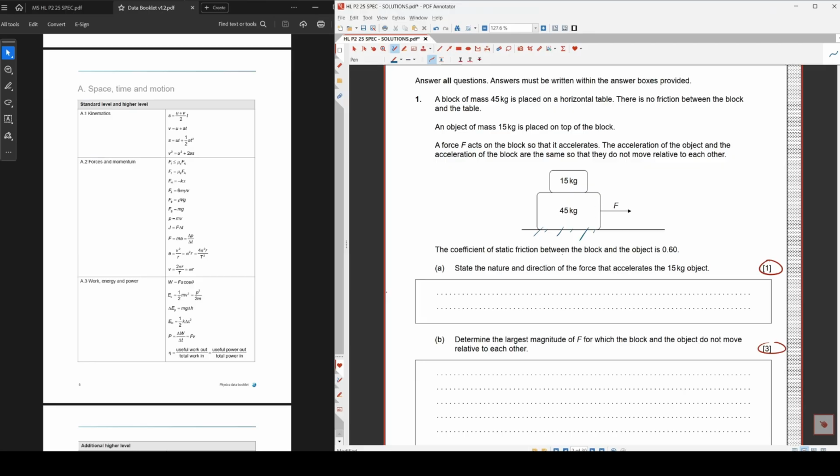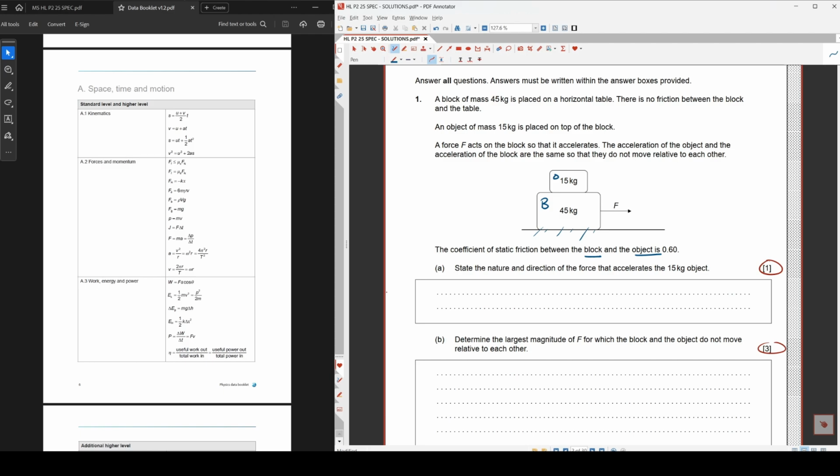And they tell me the coefficient of static friction between the block and the object. They're also saying this is an object and this is a block. Okay, sure. I'm going to label them O and B so I can keep track of what they're talking about. Make sure you're paying attention to those little details, like block versus object. What things are they doing? Take your time to get into all that stuff.